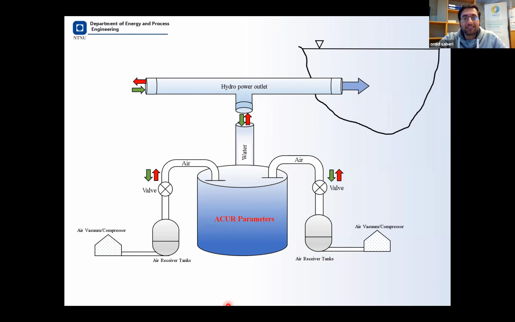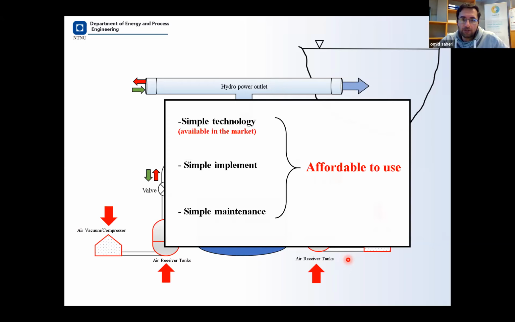And by reducing this parameter, the Akur equipment, which is an important part of this system, such as an air vacuum, air compressor, or air receiver tank, Akur does not mean anything without this equipment. We make this equipment so simple in technology. It means it should be available in the market, simple to implement, and also simple to maintain. In total, we try to make Akur affordable to use.